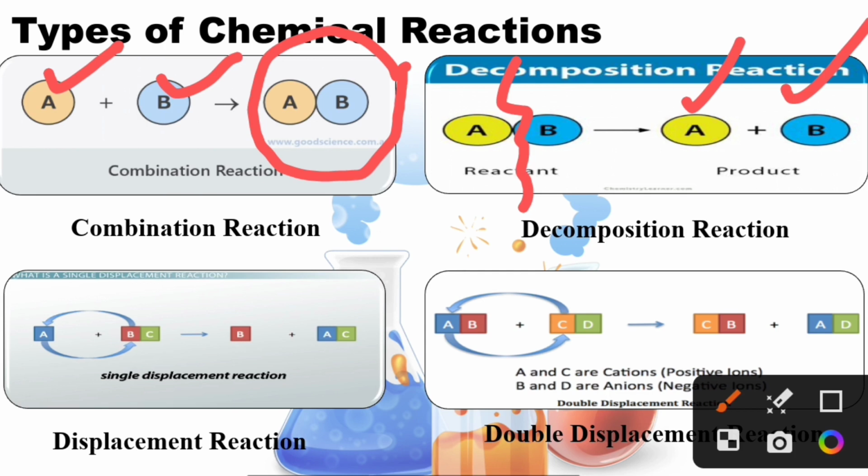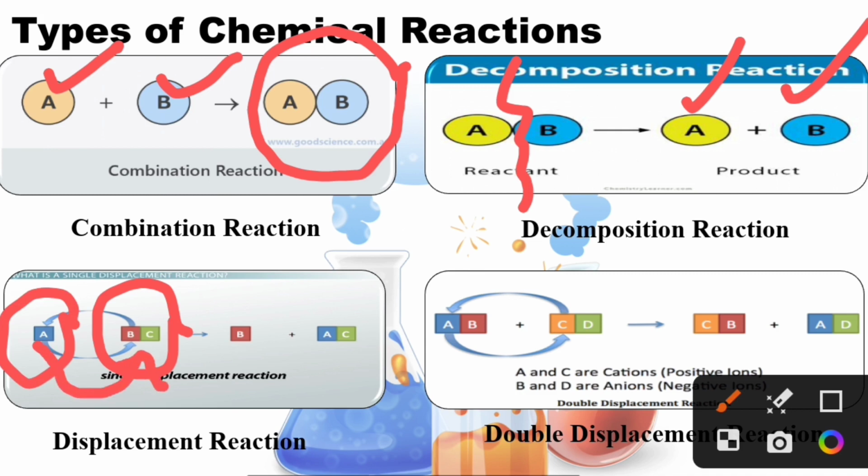And then the third one, displacement reaction. What happens in this reaction? For example, a reactant is given, BC, which is a compound. Then another substance comes, for example A. It will take the position of B in that compound, so the resultant compound will be AC. It means that one substance came and took the position of another substance in the compound. This is called a displacement reaction.